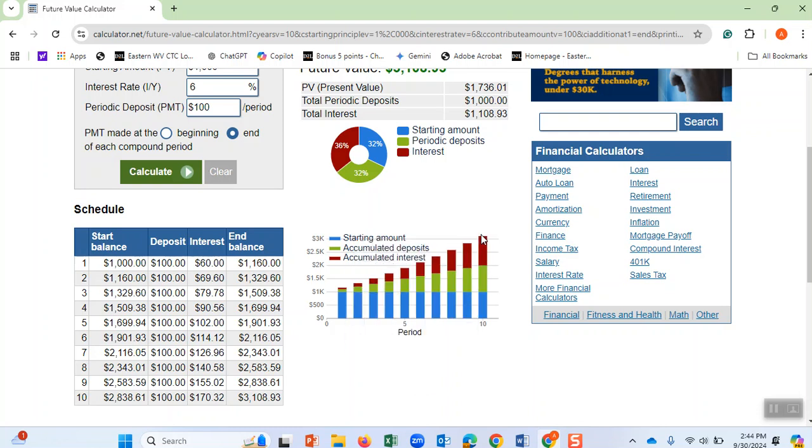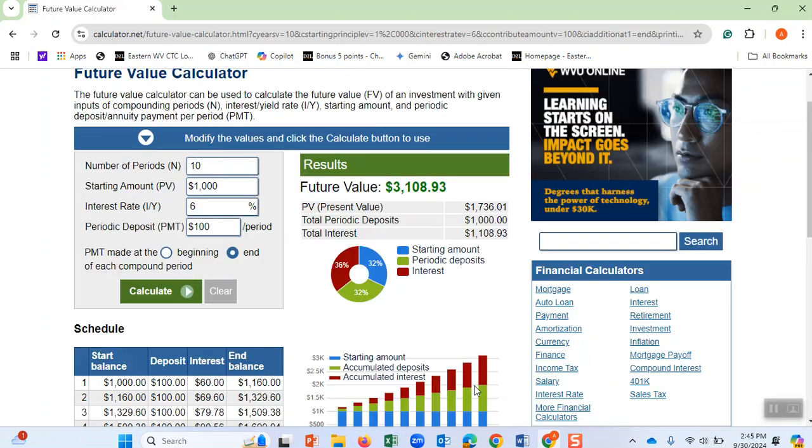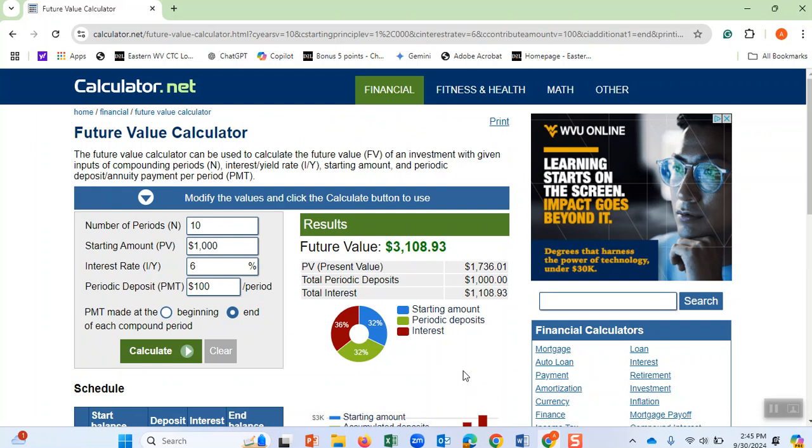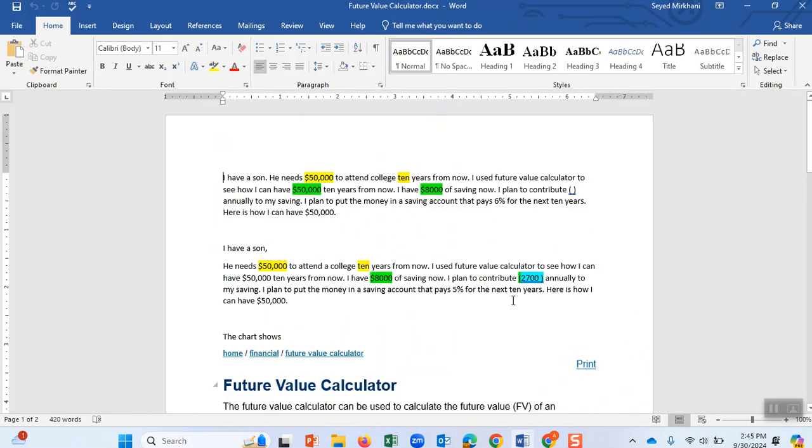When you look at this line, it will be $3,108. That is the total here, you see. What is the benefit of this table is that I have made an assignment for you to look at and see the benefit of understanding this table. Here it is. I put it in Microsoft Word, and I'll tell you what it is.